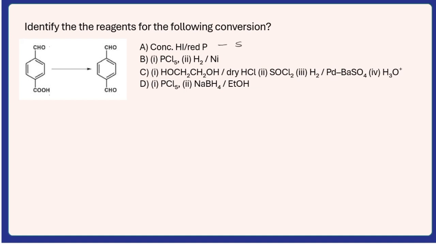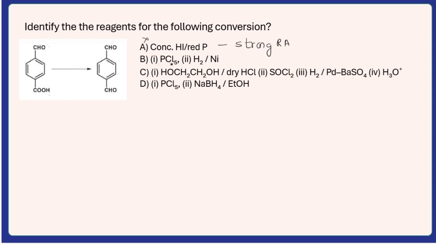This is a very strong reducing agent. Students, remember, whenever we use this strong reducing agent, the carboxylic acid will completely reduce to the alkane. That means this will become CH3. So we can't use this, all right? So you can eliminate this.